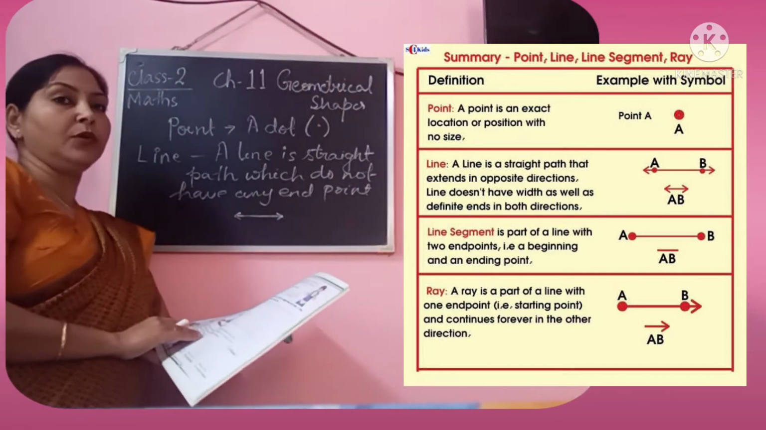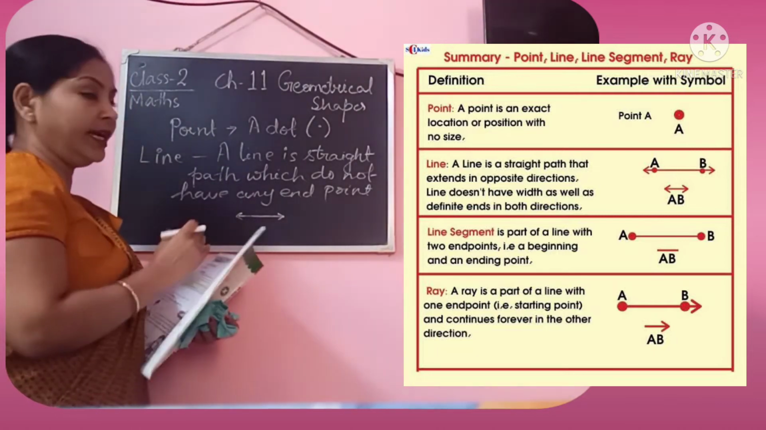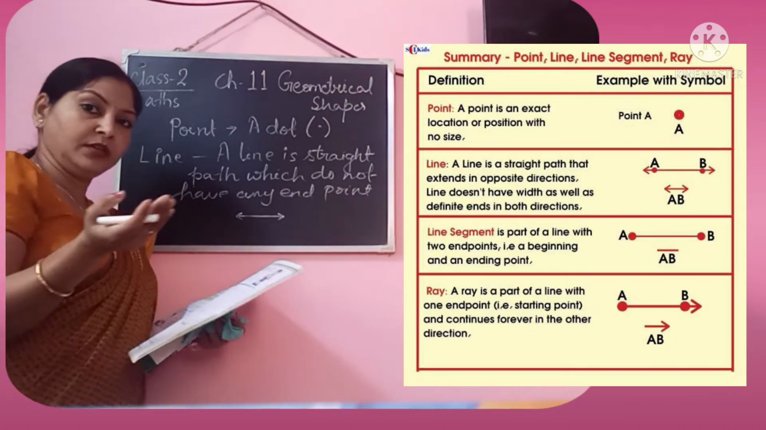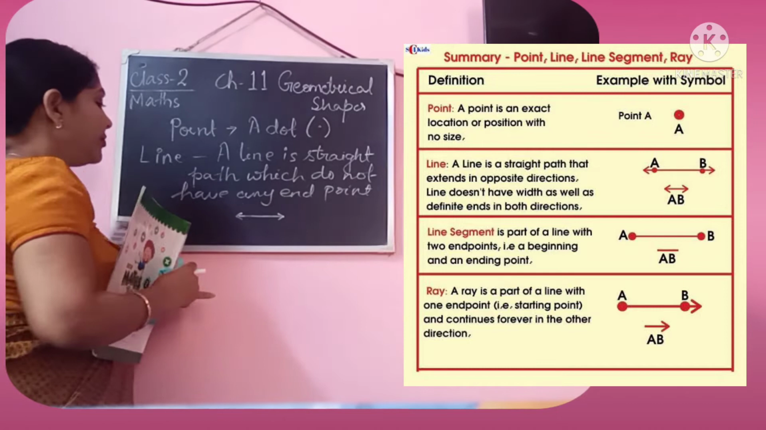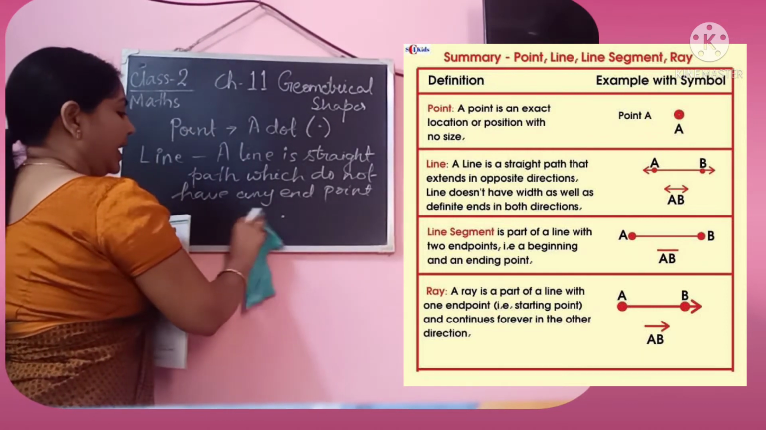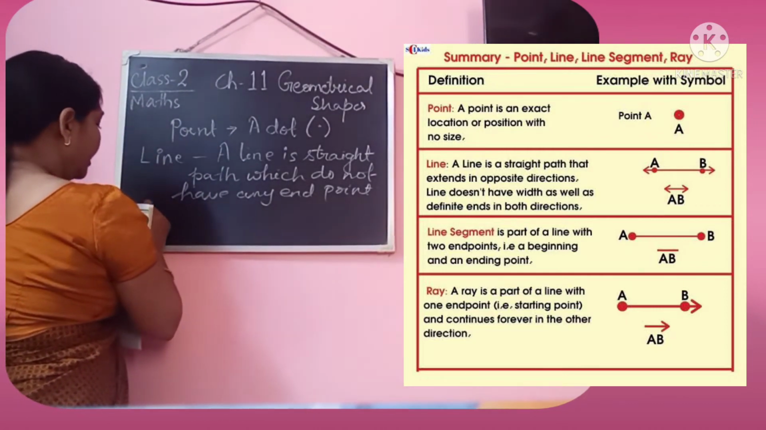Now we'll talk about straight line and curved line. Lines can be of different shapes also. So we'll talk about straight line and curved line. What is a straight line?